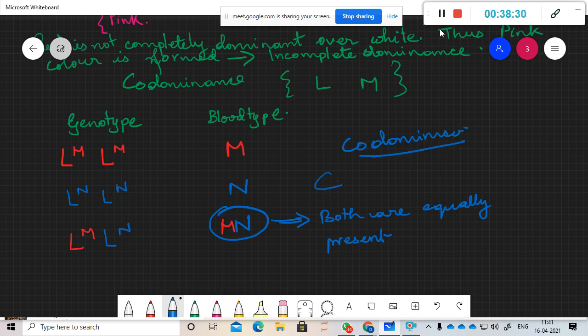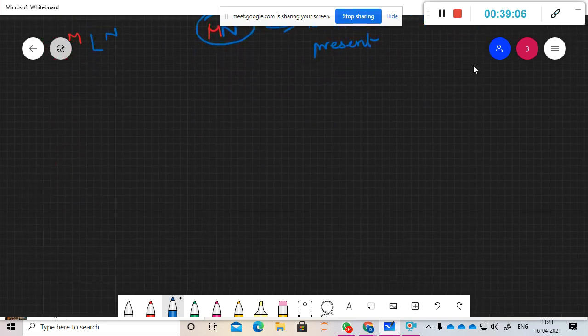This codominance you can also find in blood between blood group A and B, where A is dominant over O, B is dominant over O, and A and B are codominant. So people with A and B from mother and father become AB blood group. This is the concept of codominance.